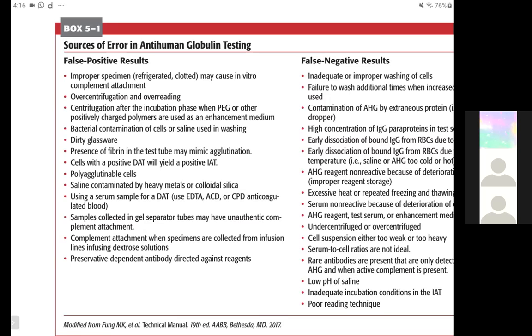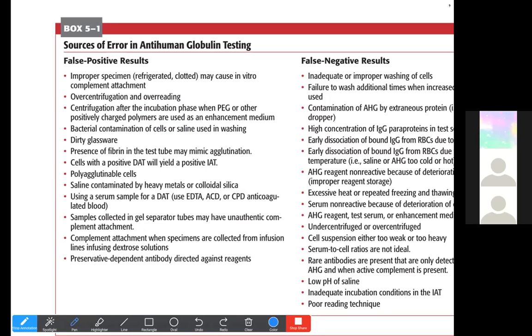So we can have problems with the 3 components of the reaction mix. Then we can have problems with the instruments that we are using. There can be problems with the glassware, and problems with the centrifuge, as over-centrifuging can lead to false positive results. And also with the agglutinating reagents that we're using. For example, if you're using PEG and centrifuging after the incubation with PEG, that may also lead to false positive results. Then even fibrin may be a contaminant, the same as with dirty glassware. You can have fibrin in the test tube that may cause positive reactions.